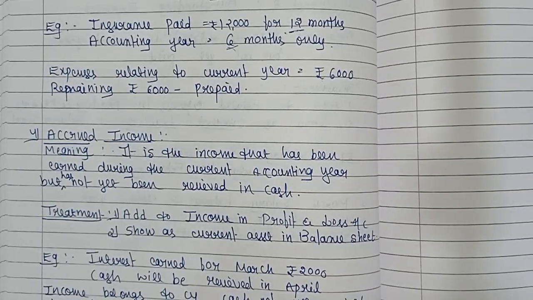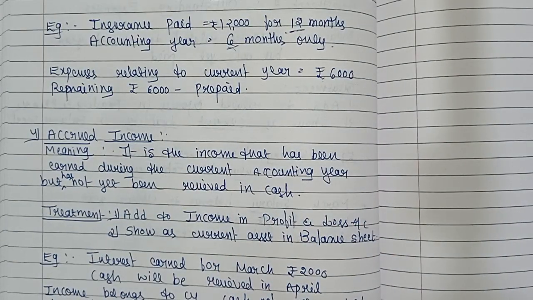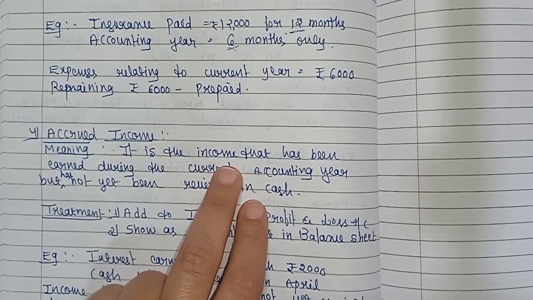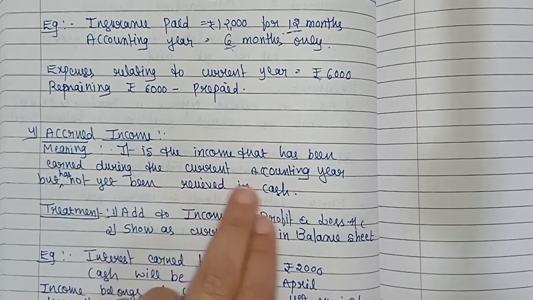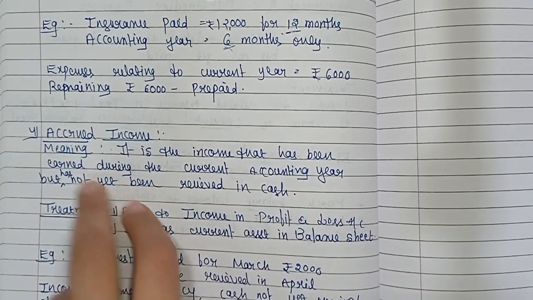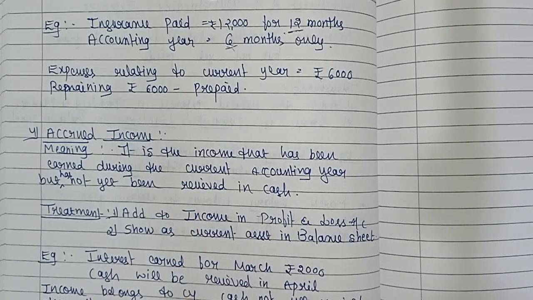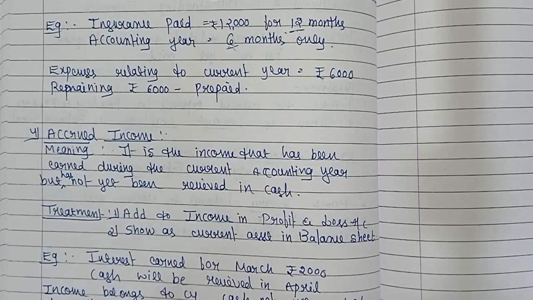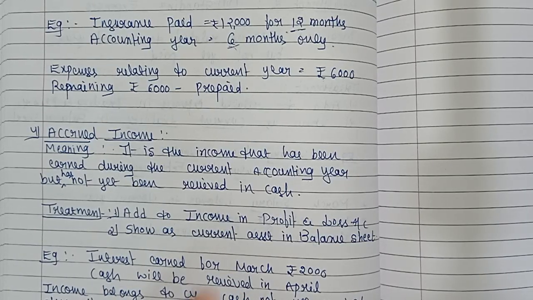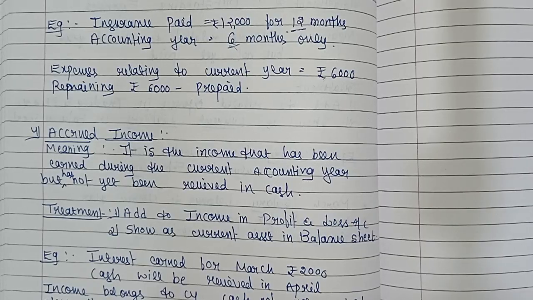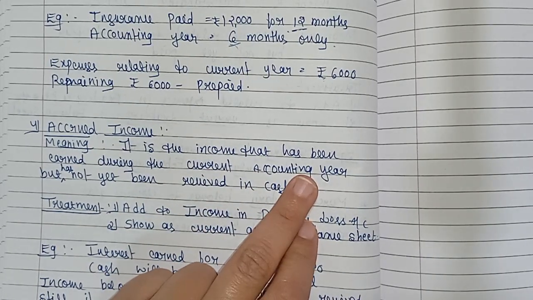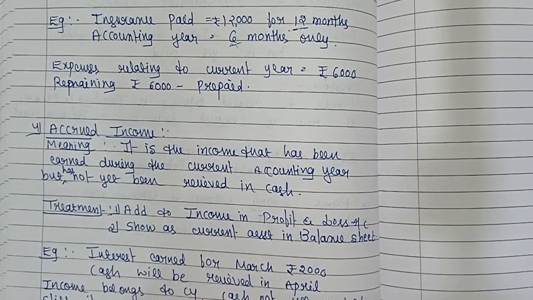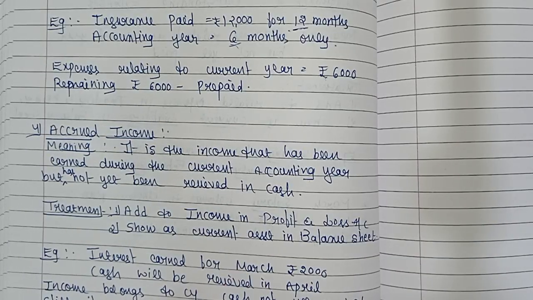Now the fourth adjustment is accrued income. It means what? Accrued income is the income that has been earned during the current accounting year but has not yet been received in cash. Clear? What is the meaning of accrued income? It is the income that has been earned, related to the current accounting year, but that has not been received in cash.